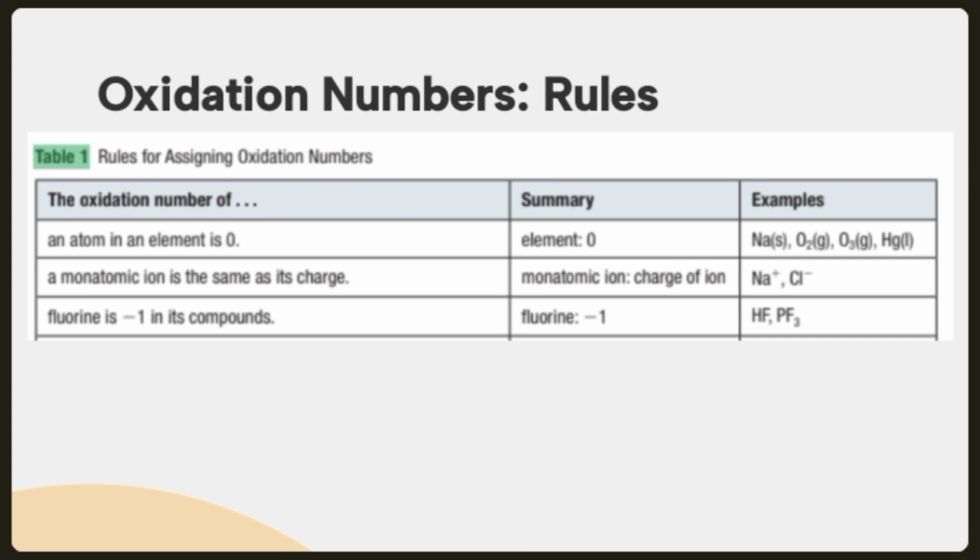The third rule only involves one element, fluorine. Fluorine is -1 in its compounds. Fluorine is the most electronegative element, so in all of its compounds, it has an oxidation number of -1. This rule holds true in compounds like hydrofluoric acid, HF, and phosphorus trifluoride, PF3.